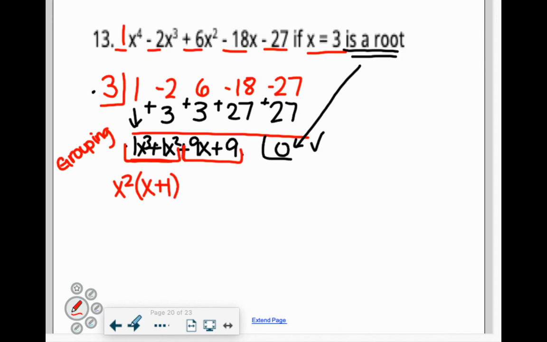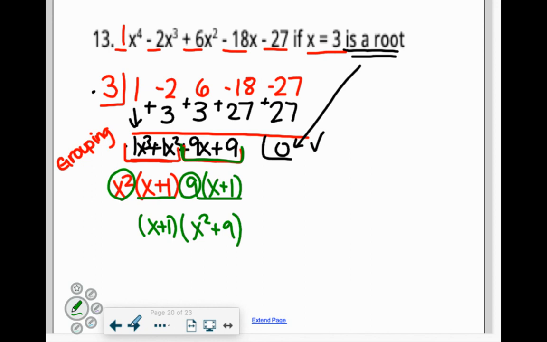Then, over here, I can take out a 9. If I take a 9 out of 9x, I have x left. Take a 9 out of 9, I have 1 left. So my factors are x plus 1, which is the one that matches, and the outside parts, x squared plus 9. Then I set those both equal to 0. And x squared plus 9 equals 0. Subtract that 9 to the other side.